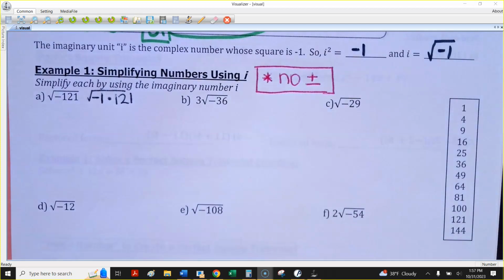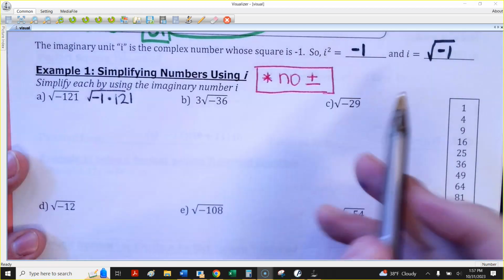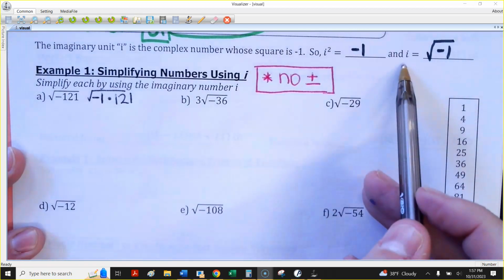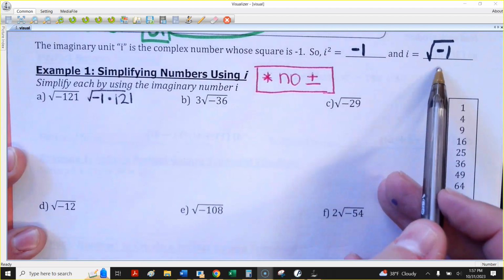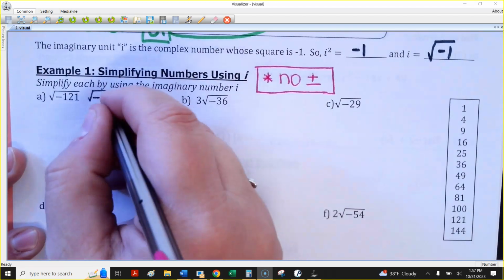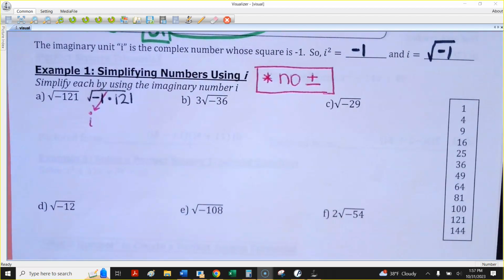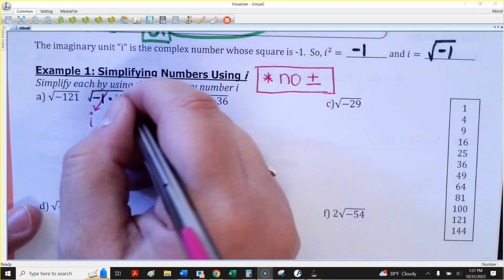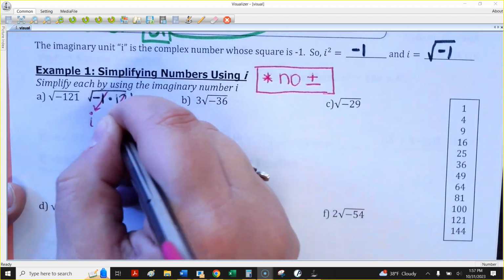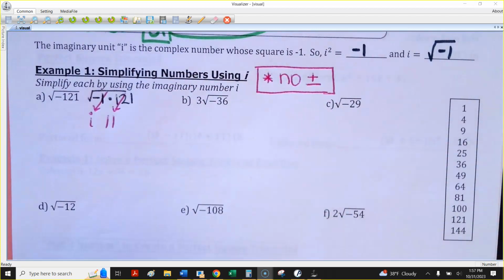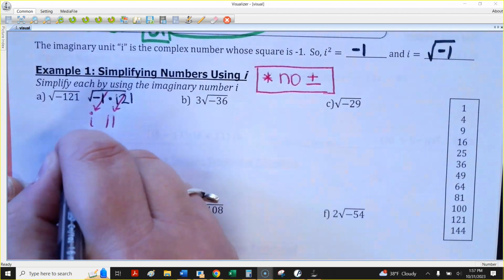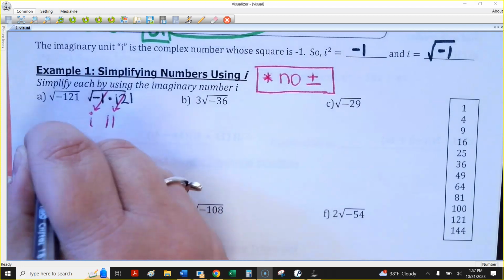Okay, here's the deal. By my little definition up here, i is the square root of negative 1. So by separating these, that square root of negative 1, we would pull out an i. So that's a perfect square, if you will, in imaginary land. That just comes out as i. 121 would come out as 11. To write my answer, you're just going to put the 11 in front. So this is 11i. That's literally it.